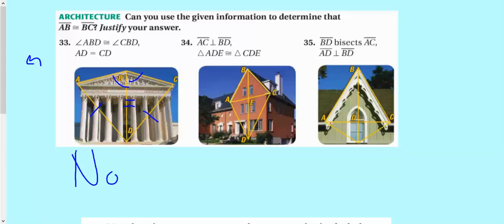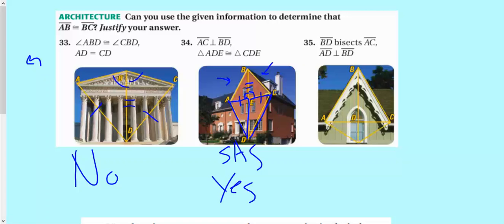Here we're given AC is perpendicular to BD, so those are all right angles there, and triangle ADE is congruent to CDE, this one right here. Do you have enough information to show that AB and BC are the same? Those are there. So these two sides are congruent because they are CPCTC, and this is reflexive here, and these are both right angles here. So these two triangles are congruent by side angle side, so that one would be yes.